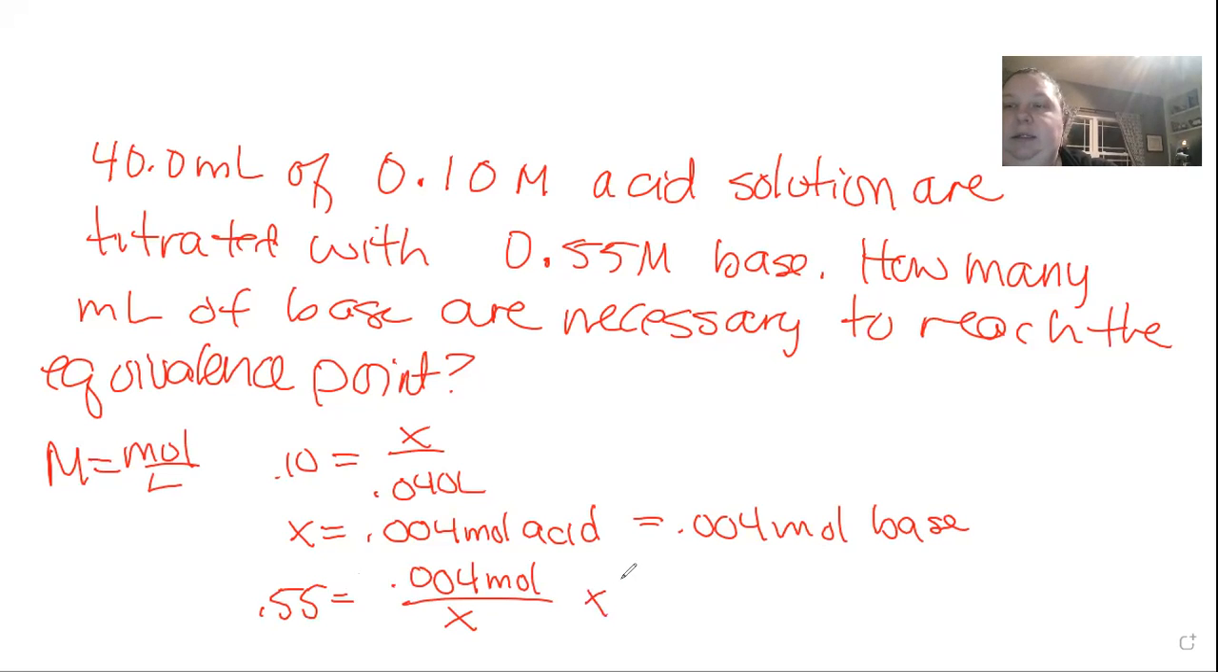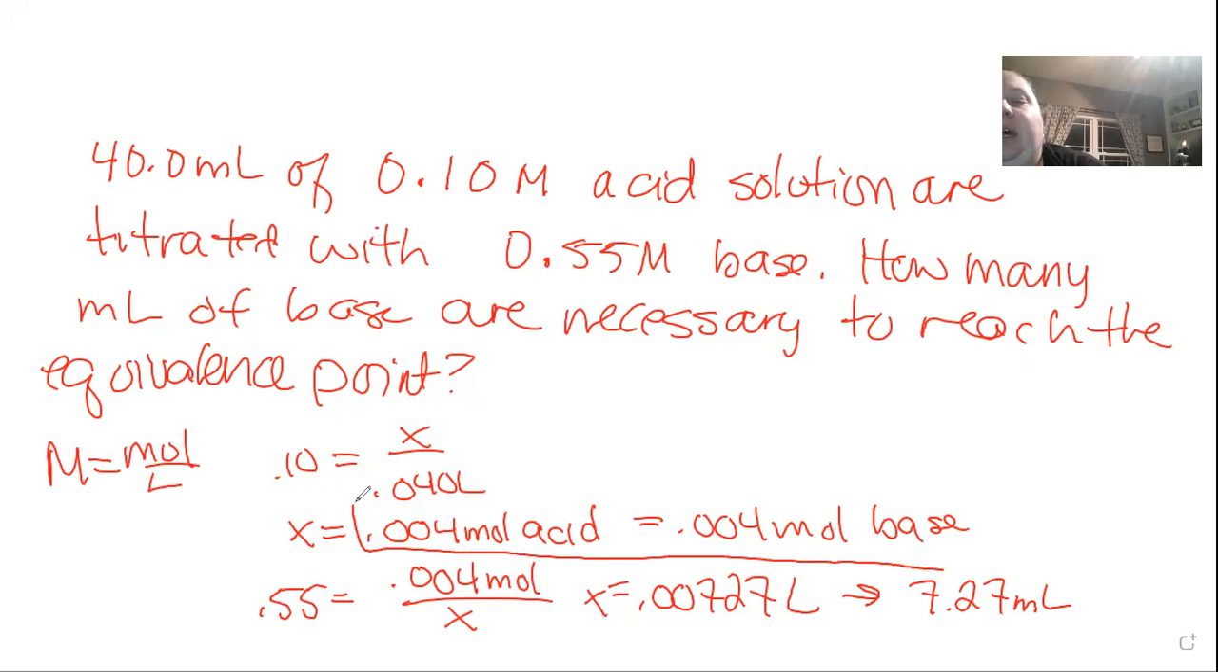And I get that X is 0.00727 liters, which would be 7.27 milliliters. So all of this rests on the idea that we know that at the equivalence point, this has to be true.